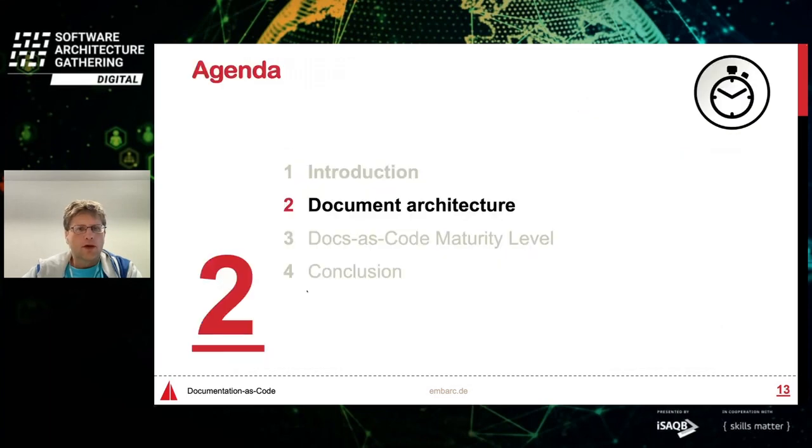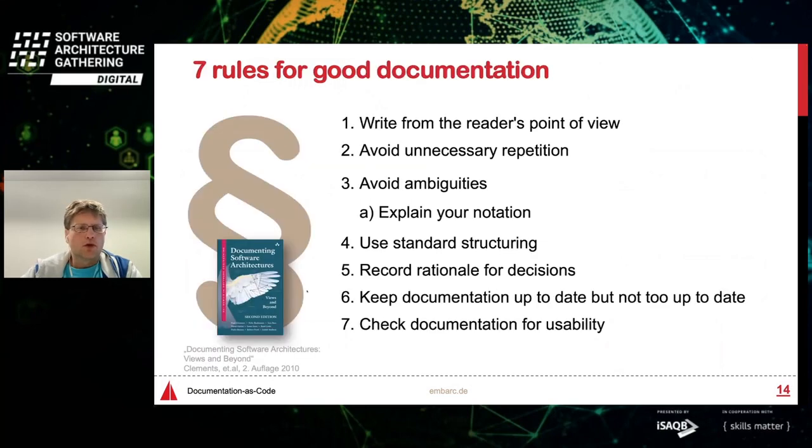So let's have a look at what documentation, or documenting the architecture, means. There's a good book about this topic. It's called Documenting Software Architectures. They have the 7 rules for good documentation, and we will have a look at them in this talk again. You can also have a look now, but we will see this slide again.